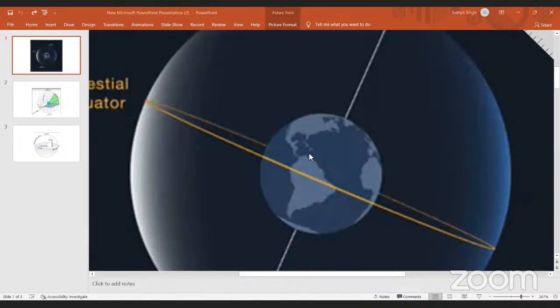Okay, so let us say that the angle of right ascension, for example the position of Sirius when we observe it, is found to be around 16 degrees from the equatorial axis.